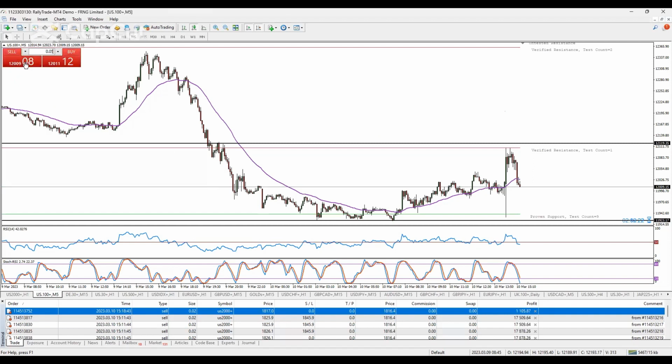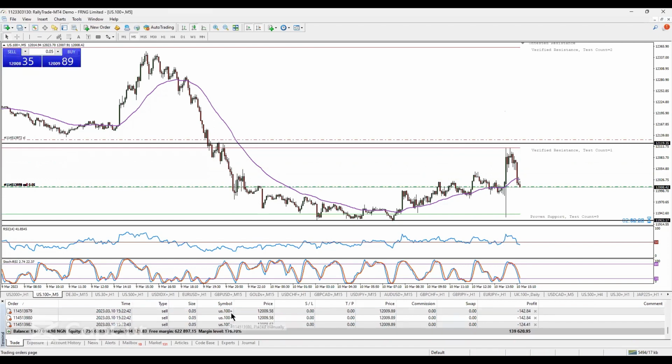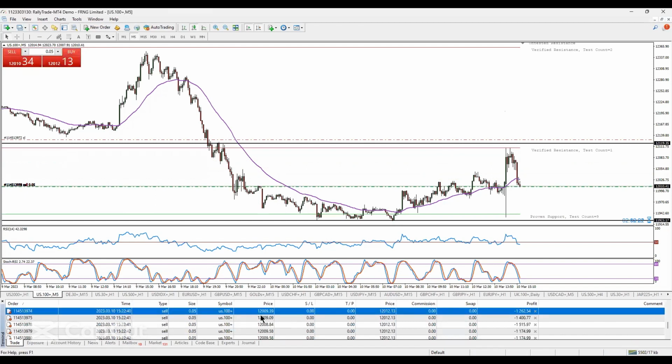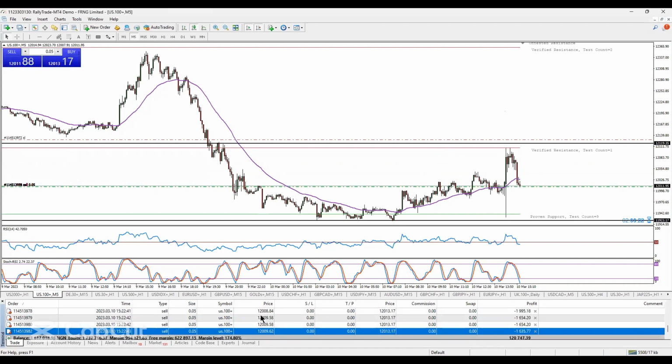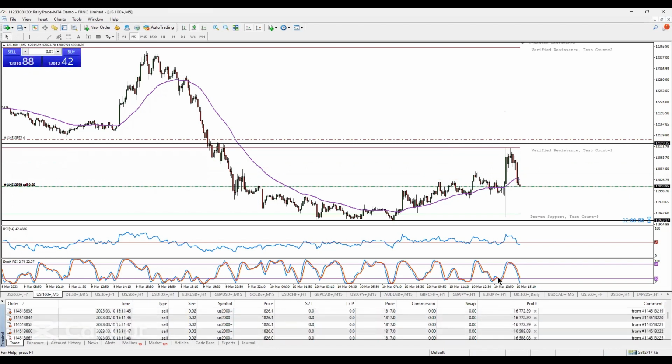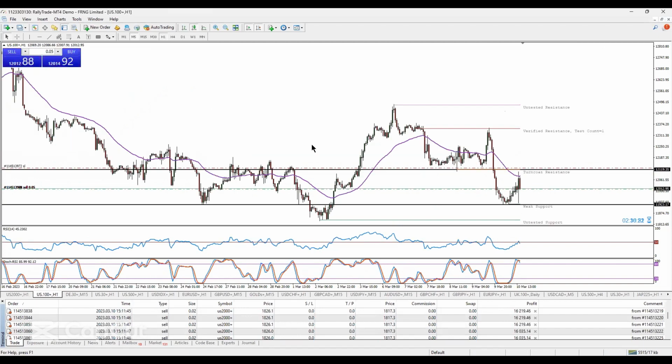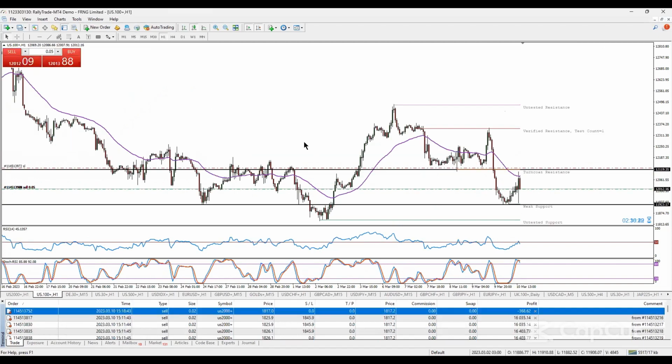0.05 multiple. 1, 2. Just opened a few US 100 right now. I'm supposed to put this thing here. Let me put it here. So I just opened some US 100 as well. You can see how many US 100 I opened: 1, 2, 3, 4, 5, 6, 7. Seven of them. Seven US 100.